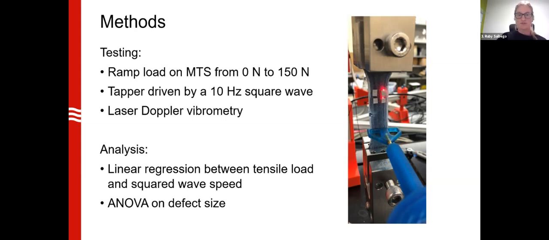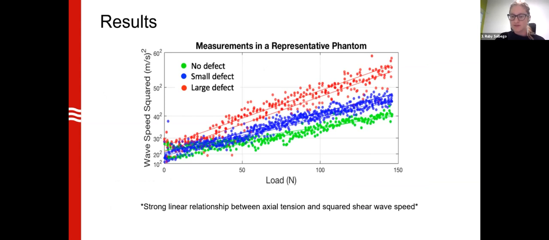The mechanical tapper was driven by a 10 hertz square wave to excite shear waves in the phantom, and wave speeds were measured as described previously using lasers. To analyze the data, we created linear regressions between tensile load and wave speed squared for each trial, and an ANOVA to determine how defect size affected peak wave speeds. The wave speed measurements collected on the defect side of the phantoms are not shown because the shear wave couldn't propagate past the defect as expected, resulting in poor correlations.